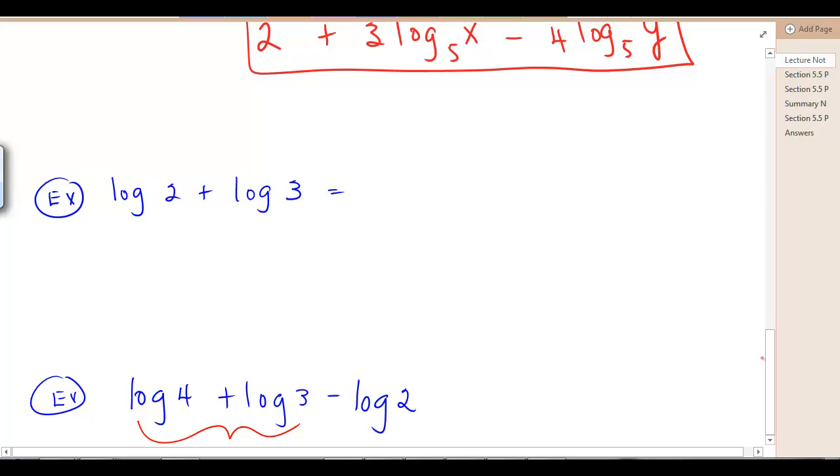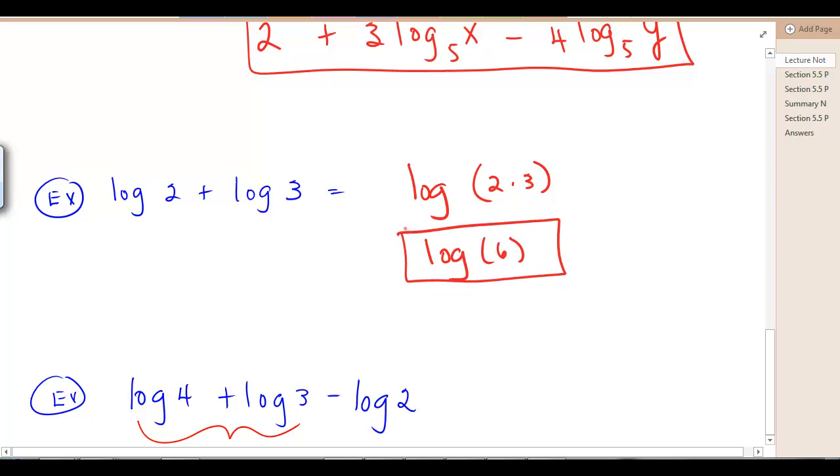The last two, we're working backwards. We now have a sum of logs, and we want to write as a single log. Addition becomes multiplication. And we've got log of 2 times 3, which is the log of 6. Okay.